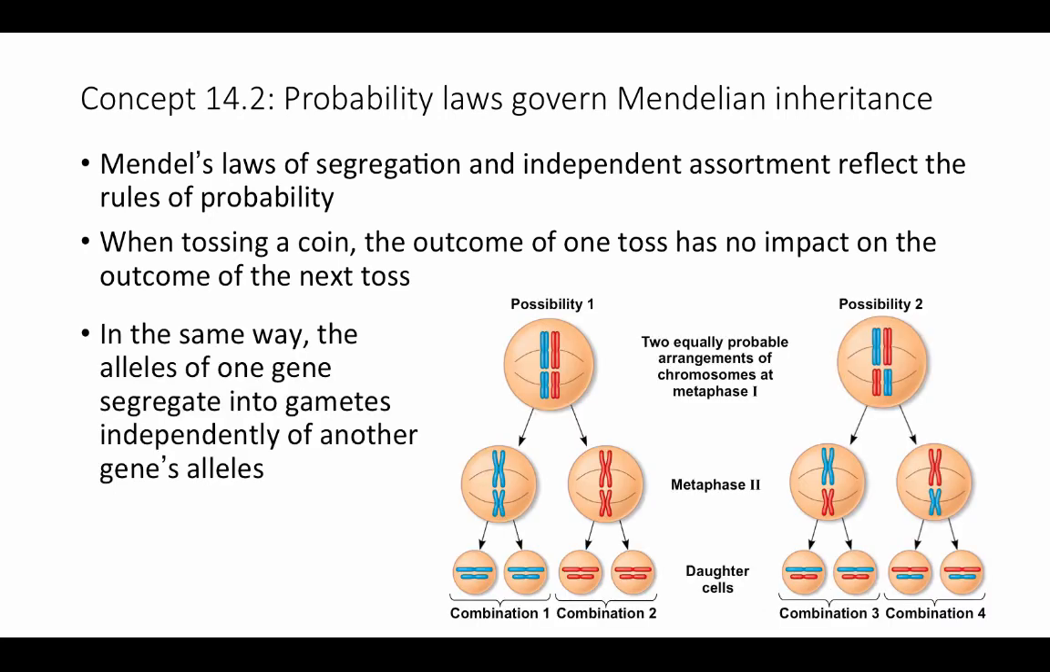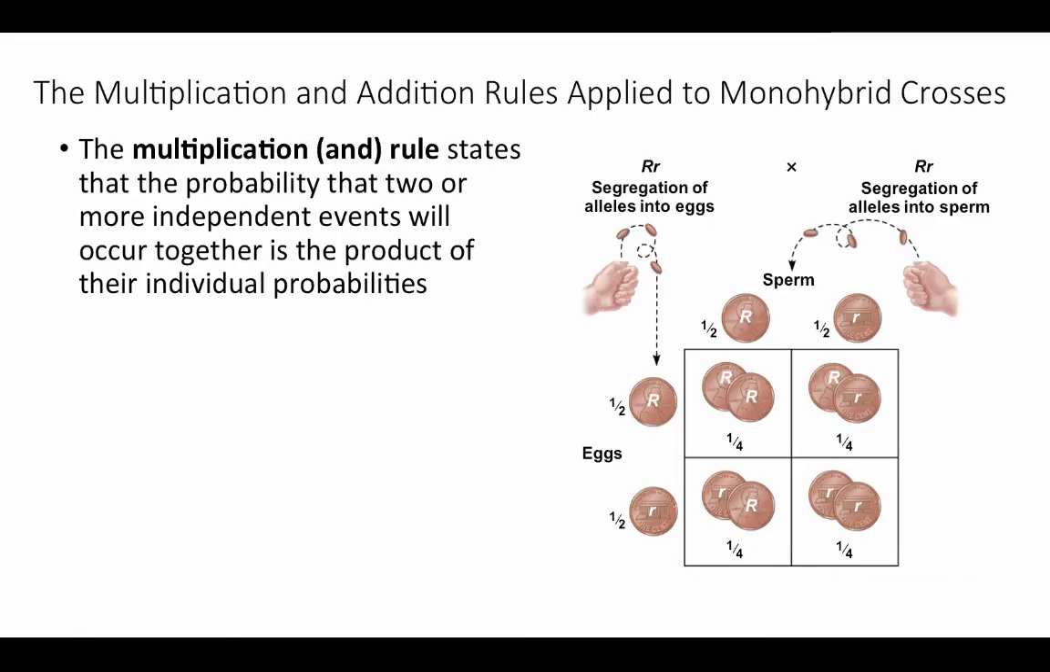So in the same way, the alleles of one gene segregate into gametes independently of another gene's alleles. So remember we said when we looked at meiosis that these homologous chromosomes can line up in any combination of maternal and paternal. And imagine instead of 2, we've got 23 that are all aligning at random along this metaphase plate. And so you've got a completely random assortment. And then lay on top of that the random possibility of crossing over. You've got a completely random process that is going to be subject to the laws of probability. So what are these laws of probability and how do you calculate the probabilities of these events happening?